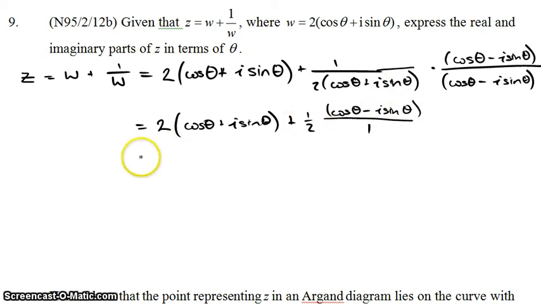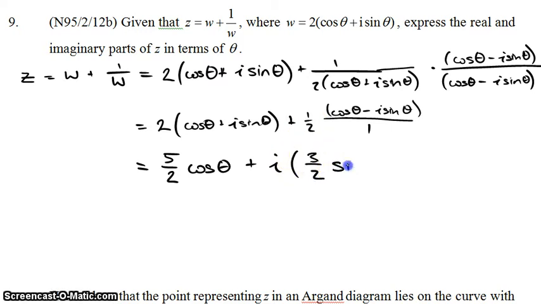So this makes our life very easy now. This is just, of course, 2 cosine theta plus a half cosine theta. So this will give me 5 over 2 cosine theta plus i, and then I'll get 2i sine theta minus a half i sine theta. So this will give me 3 over 2 sine theta.